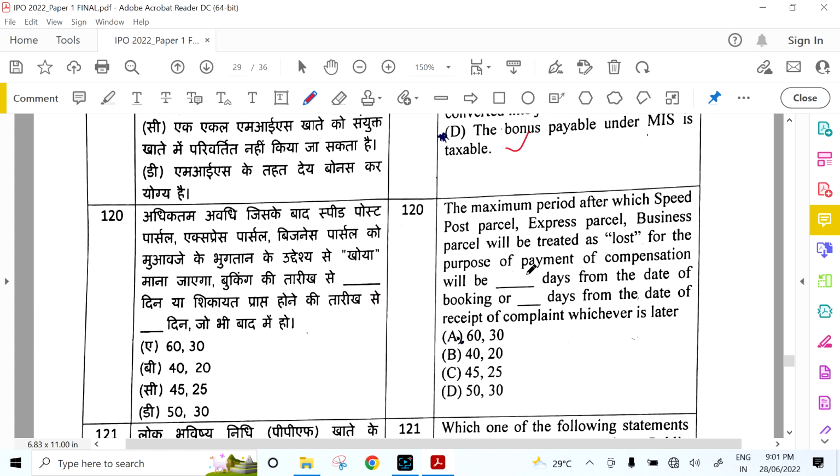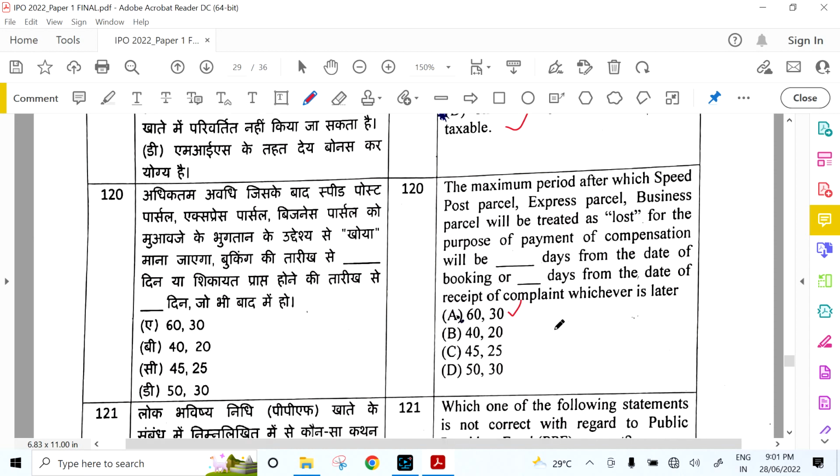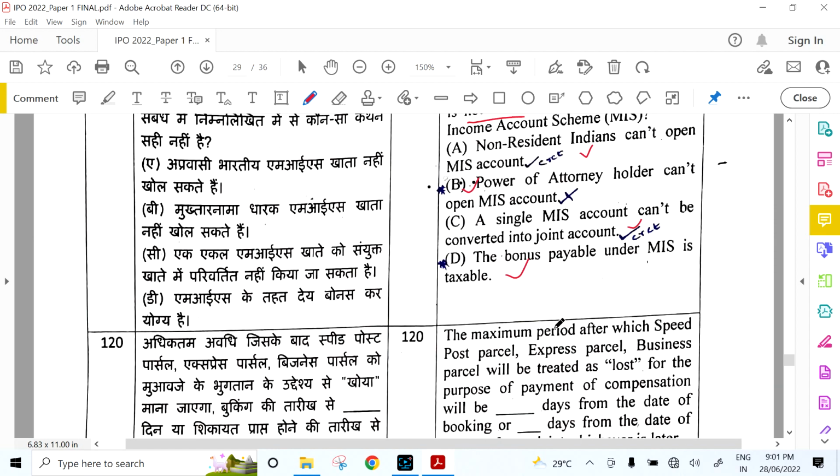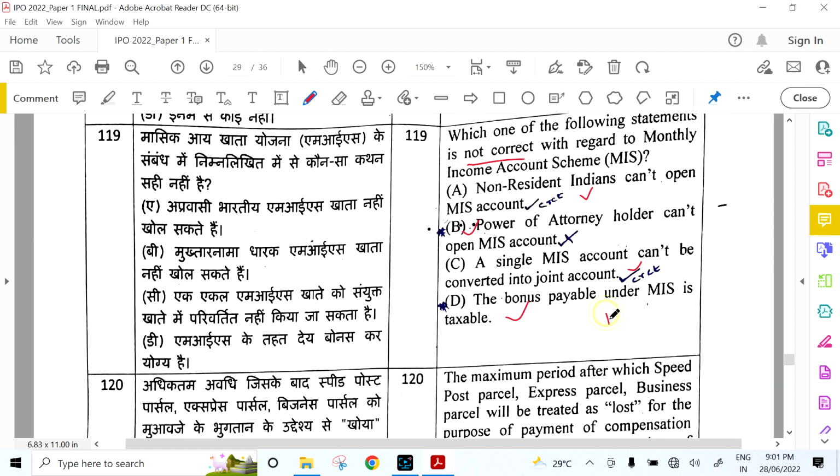The maximum period after which a speed post parcel, express parcel, business parcel will be treated as lost for purpose of payment of compensation will be 60 days from the date of booking or 30 days from the date of receipt of complaint, whichever is later. Okay. Here you will find this in 2008 SB order.